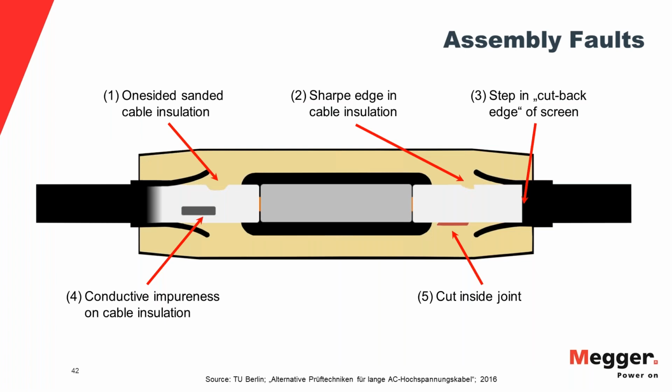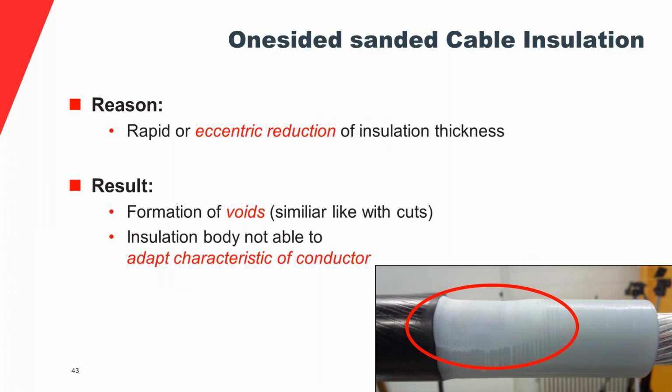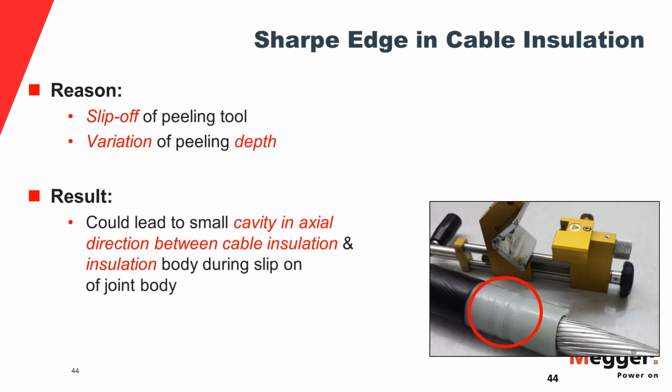And then the splice assembly faults, that's what actually causes all these troubles. Misalignments, cuts, sharp edges, improperly installed Faraday cages, you know, the mesh, all of these things, conductive impurities. I brought some examples. I will go through them fairly quickly. So here it's like one-sided sanding. You see this will cause a void. You will have a gas in solid dielectric discharge that will give you problems. This will be prone to a tracking fault. You will have this slip off of the peeling tool and causing problems.